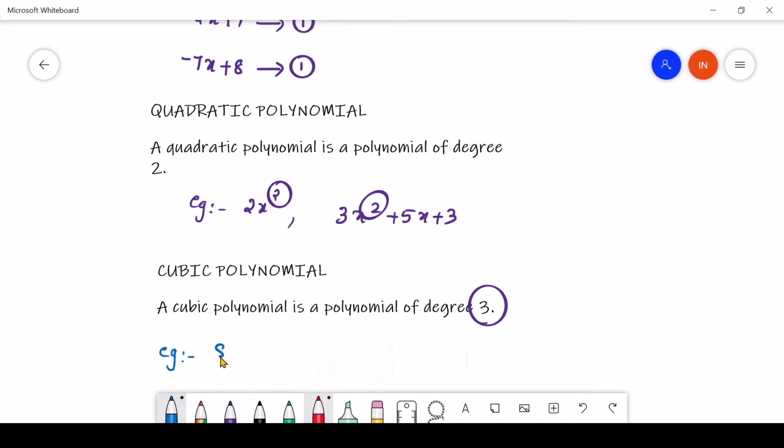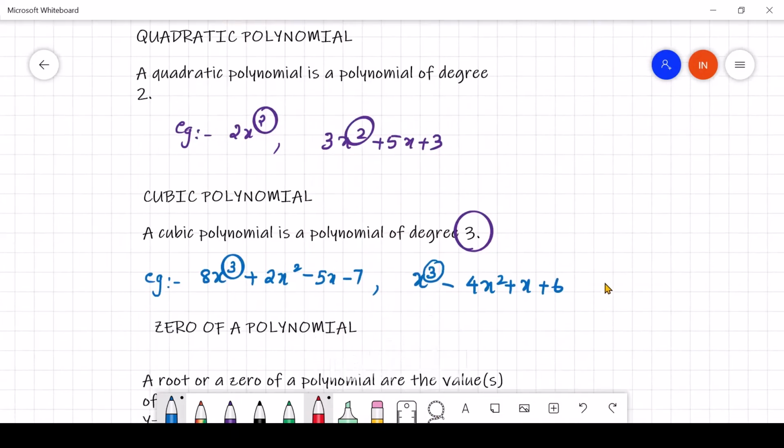Yes. Very good. 8x cube plus 2x square minus 5x minus 7. Here the highest power, or the degree, is 3. Another example I will give you: x cube minus 4x square plus x plus 6. Here also you can see the highest power, or the degree, is 3.